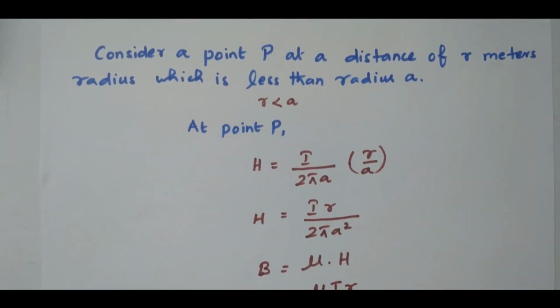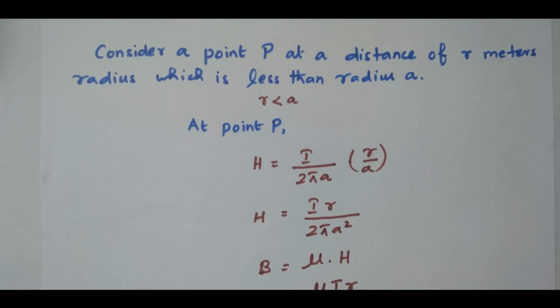Our aim is to find the inductance of the solid conductor. First we will find the magnetic field intensity, then the flux. From flux we can find the inductance, because inductance L equals N psi by I. So we start with the magnetic field intensity. What is the magnetic field intensity from Ampere's law? I divided by 2 pi a, where a is the radius of the conductor. But here we assumed one radius r.